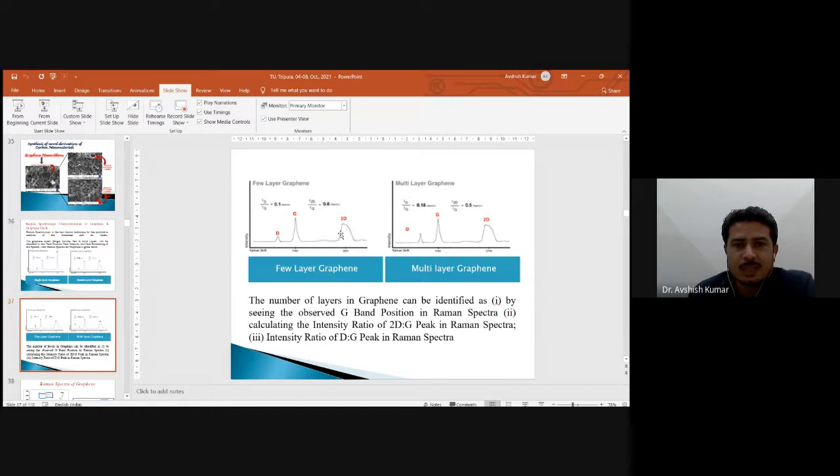For few layers, the intensity of this 2D peak is reduced, and the G peak is higher, so I2D by IG is less than 1, around 0.8. So you can call it few layer graphene, and for multi-layer graphene, you look at I2D by IG. The number of layers you can identify by the observed G band position in Raman spectra. Another is the intensity ratio of 2D by G peak, and third is the intensity ratio of D by G peak in Raman spectra. In this graph, this calculation has also been done.